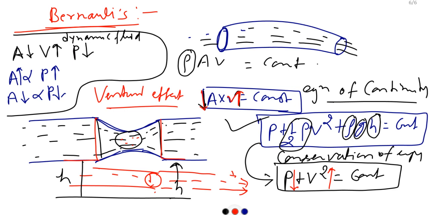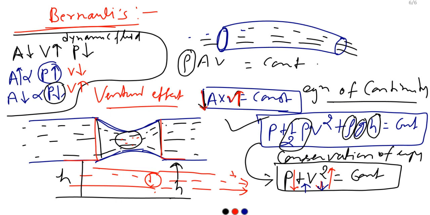What is going on here? If we are increasing the area, that means velocity is decreasing, and if velocity decreases, the pressure will increase. So velocity decreasing is why pressure is increasing. And if velocity is increasing, the pressure is decreasing. So this is what we need to understand.